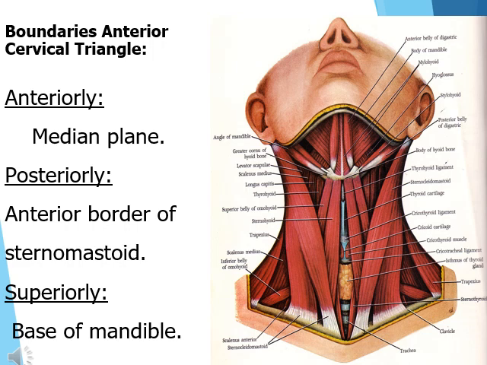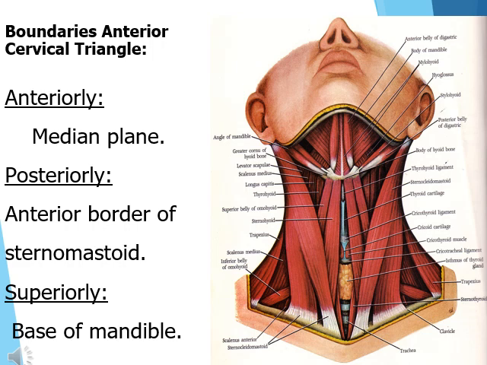Now that we have seen how the sternocleidomastoid divides the neck into two triangles, anterior and posterior, let's focus on the boundaries of the anterior triangle itself. This triangle is shaped like an inverted pyramid, and its borders are defined by three key anatomical landmarks. Anteriorly, we have the median plane of the neck running straight down the midline from the chin to the sternum.